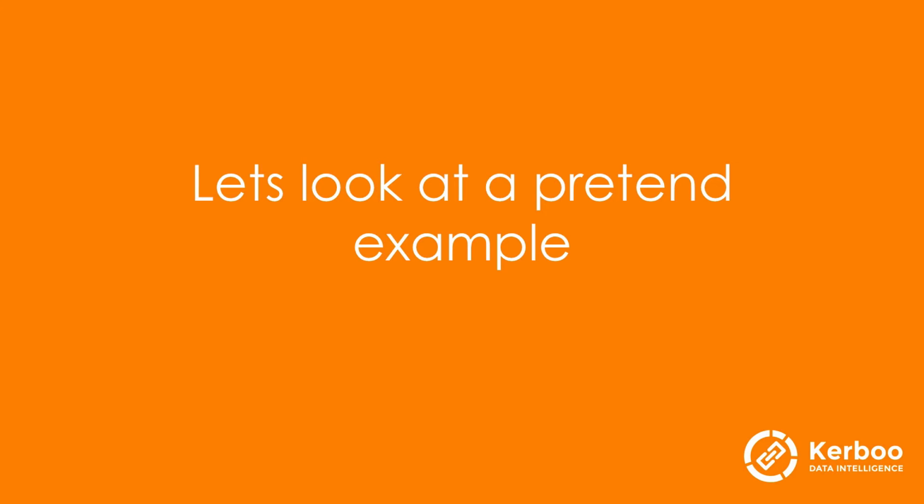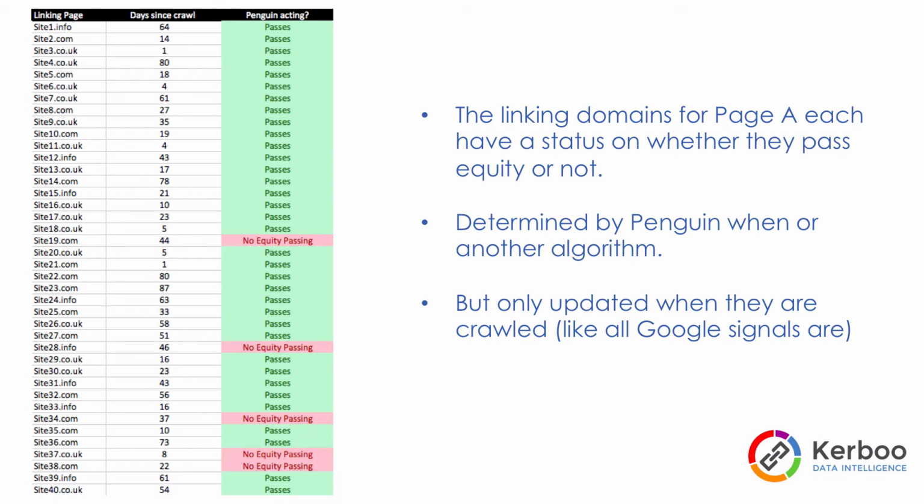So let's look at a pretend example. Imagine that page A has all these sites linking to it. Site 1, Site 2, Site 3, Site 4, etc. Now, the linking domains for page A each have a status of whether they pass their equity to page A or not. So it's either on or off in my simplistic example. And that's determined by Penguin or maybe another algorithm within Google. But it's only updated when they are crawled, like all Google signals are.